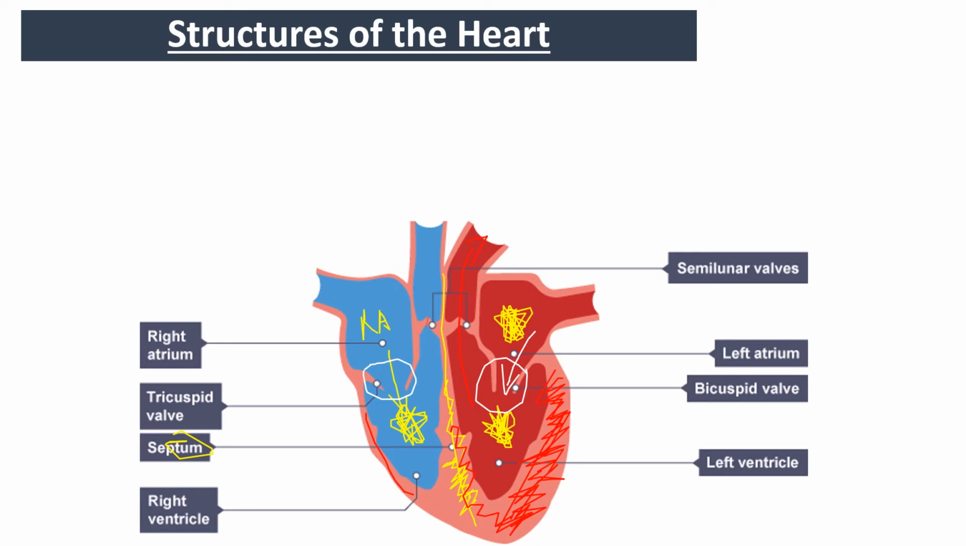And obviously you've got these semilunar valves, which are located here and here. Again, is to stop the blood from flowing back down into the left ventricle, and this side to stop it from flowing back down into the right ventricle. So that's pretty much it for the structure of the heart. It might be worthwhile me just showing you that.